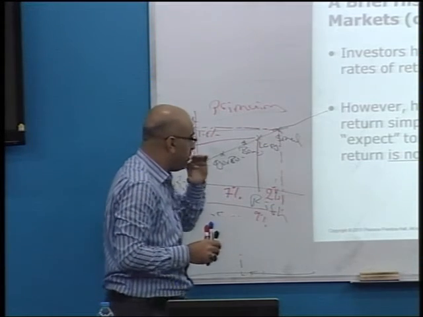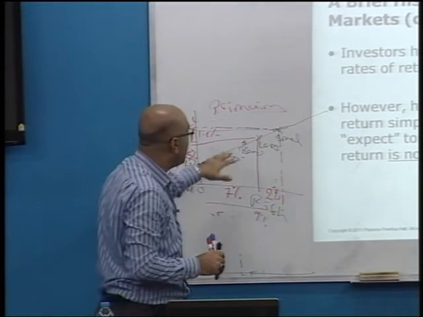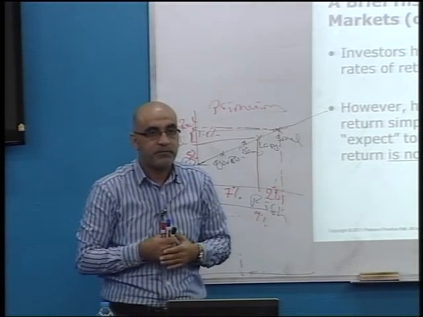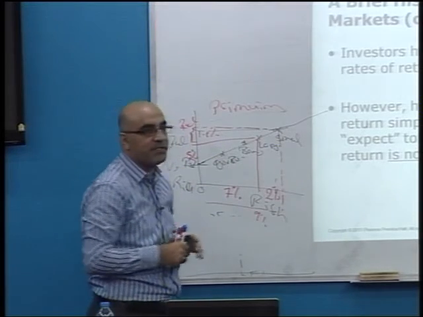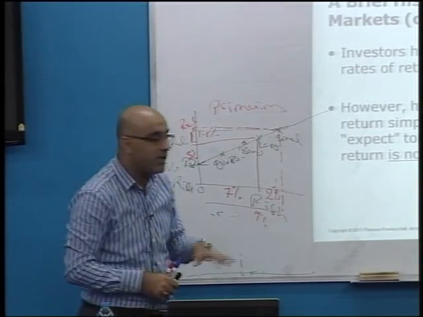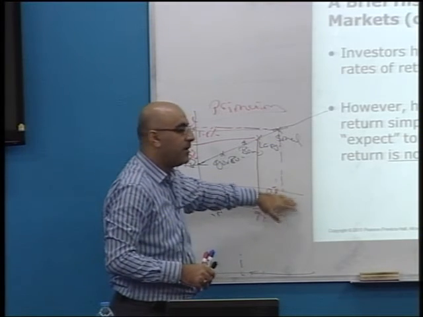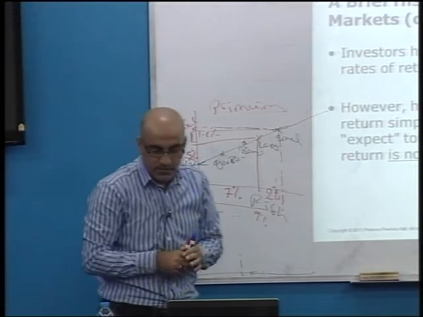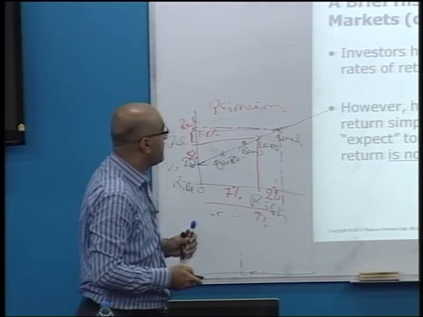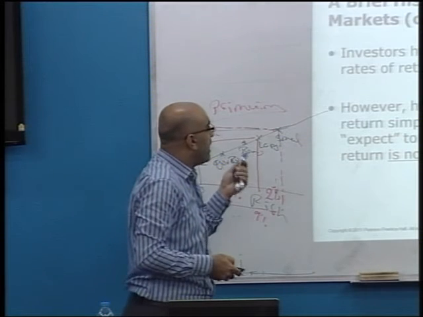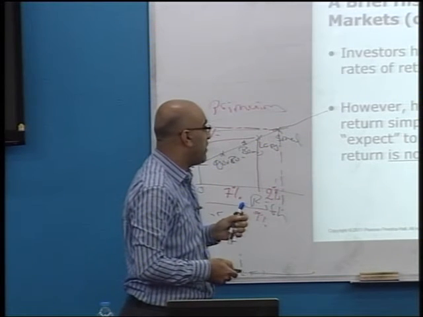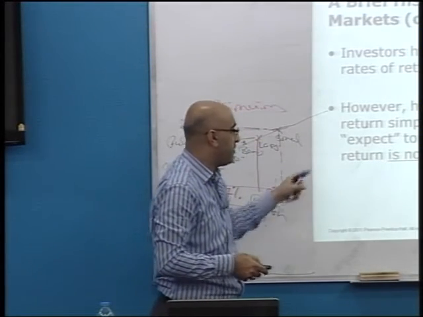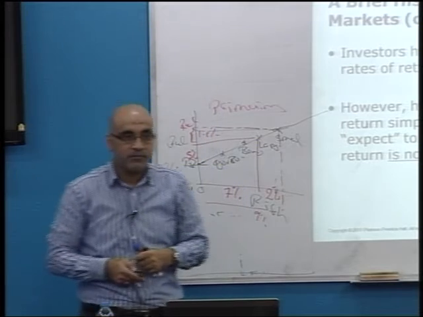If the financial market fails to reflect this information, then the financial market is not efficient. We are talking about the efficient financial market. If the market is efficient, we will observe the higher risk securities offering higher rate of return. However, having a higher expected return simply means that investors expect to realize a higher return. Higher return is not guaranteed.